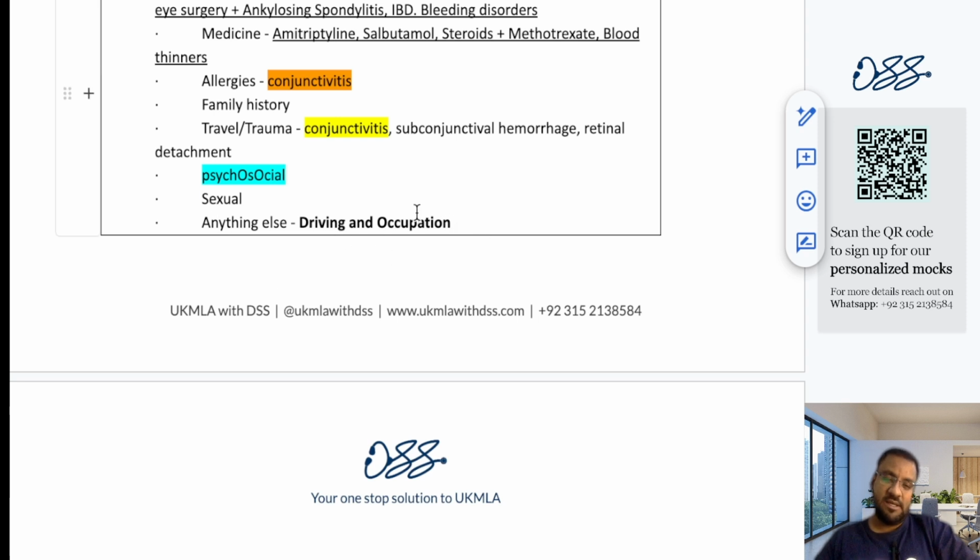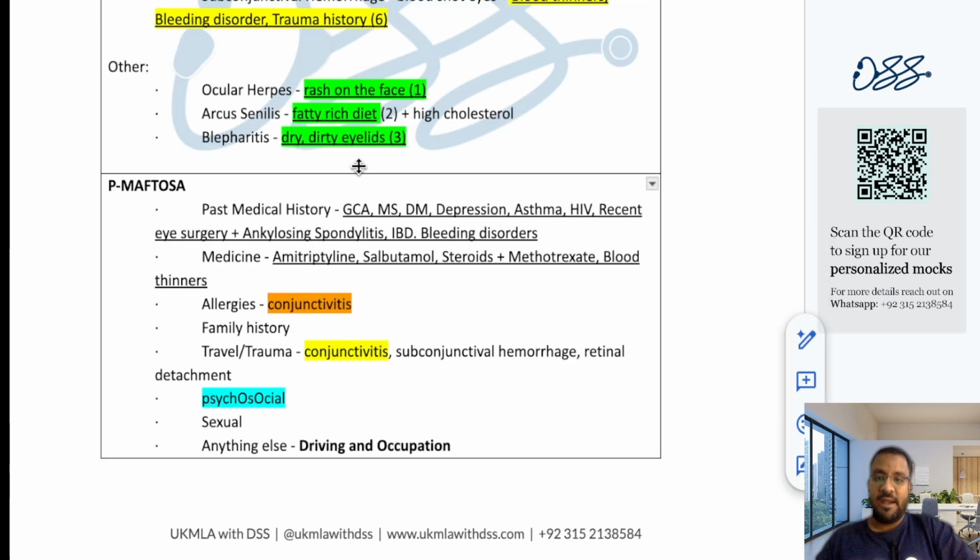Then driving and occupation become important, just like the EMT cases. Because somebody who is having difficulty seeing and has some loss of vision obviously won't be able to drive very comfortably. So you would have to give some driving related advice, and maybe involve the DVLA as well. Make sure that you ask, do you drive?